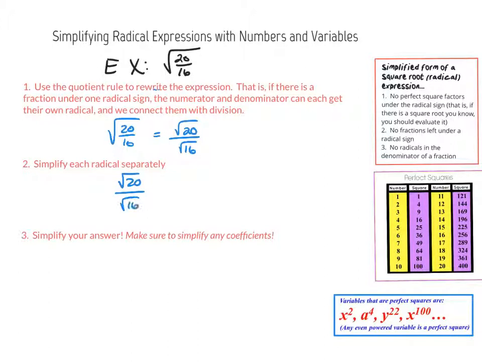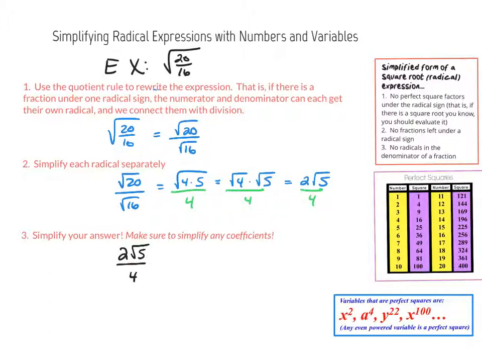So instead of the square root of 20, we could rewrite that as the square root of 4 times 5, which of course will be the square root of 4 times the square root of 5, which is just 2 times the square root of 5. On the bottom, the square root of 16 is 4. So I'm just going to carry that through. What we say down here is our final step: make sure we simplify our answer.